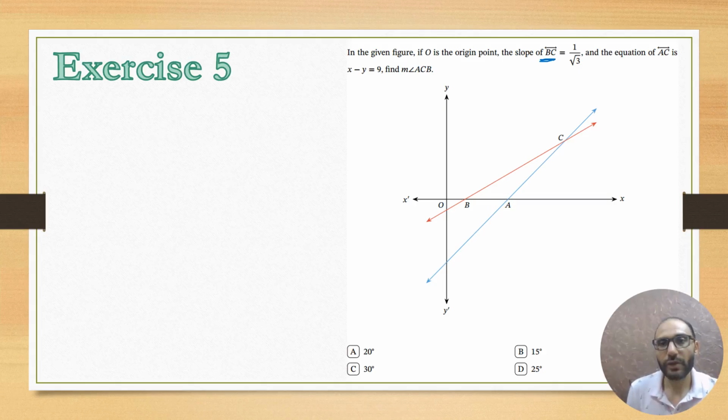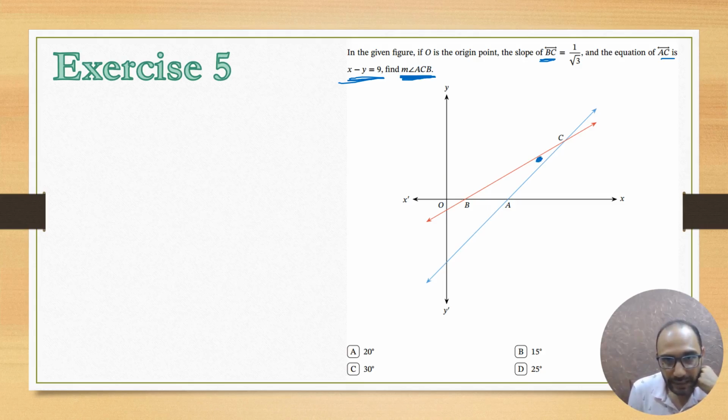1 over square root of 3. And the equation of the other straight line AC, in red and blue here, its equation is x minus y equals 9. Okay, so what is the required? The required is to find the measure of angle ACB.